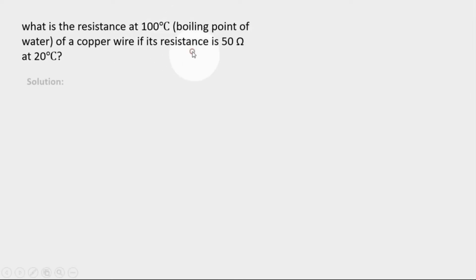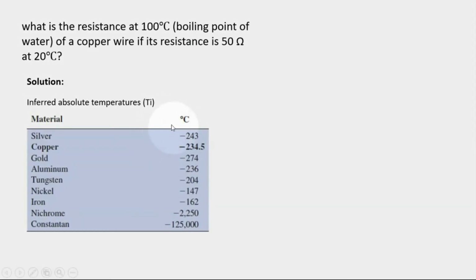We can actually use here the inferred absolute temperature concept. In doing this, we must know the absolute temperature of the material. For instance, if it is silver, it is negative 243. For copper, it is negative 234.5. For gold, negative 274, and so on and so forth. The material that we are using here is copper. So therefore, the absolute temperature of that material, a pure metal, is negative 234.5 degrees Celsius.